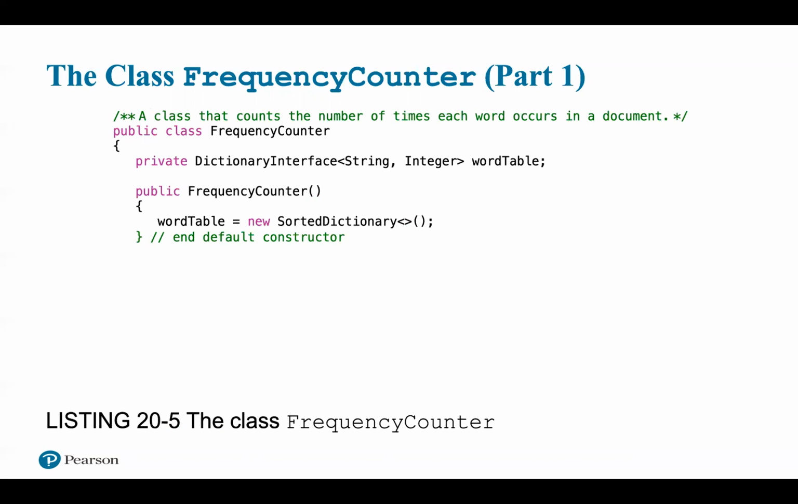As in the previous example, we assume SortedDictionary is such an implementation. The dictionary will be a data field of a new class FrequencyCounter, which will begin much like the class TelephoneDirectory in the previous example. So let's call the dictionary for the example wordTable. Since the value portion of any dictionary entry is an object, we use the wrapper class Integer to represent each frequency. Thus, our class can begin as shown in the listing here, 20-5.